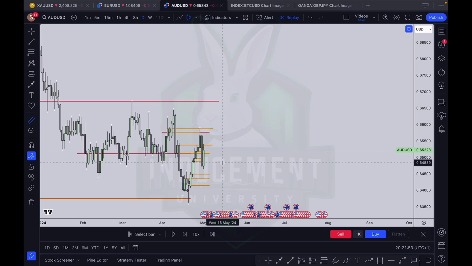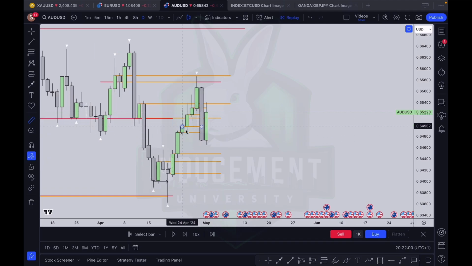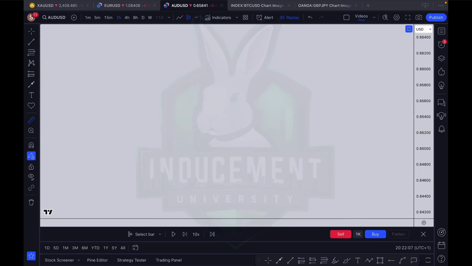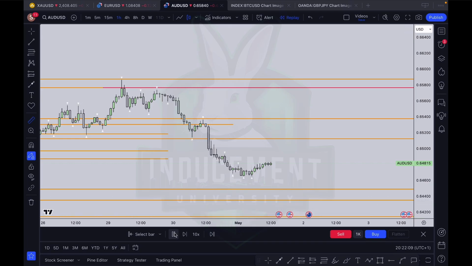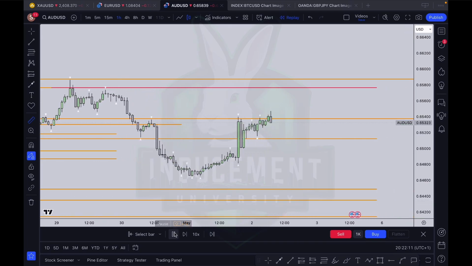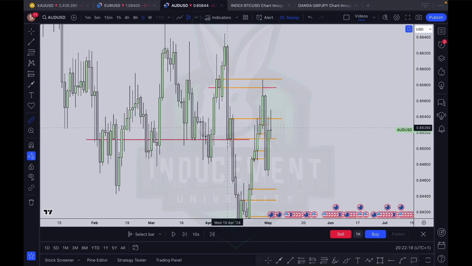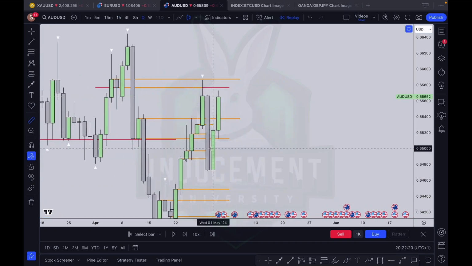So if we have a look here, is there anything really in terms of MSNR? Well, this is the last MSNR, so we've actually closed back through this now. So we could be looking for longs again, as long as we have that H1QM. And there we go, we have that H1QM. I believe this was actually on an FOMC day. So we've closed through now. Obviously, would be looking for longs up until this daily MSNR.